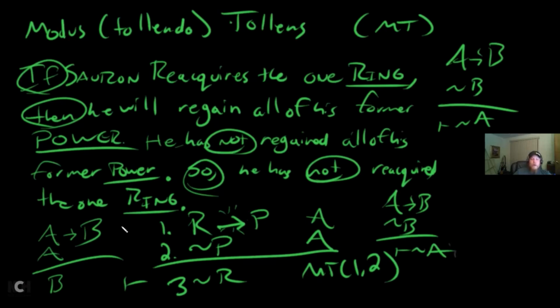Now, there are a couple of formal fallacies where these get mixed up. You can't say, oh, I have the opposite of the left side. That means I have the opposite of the right side.